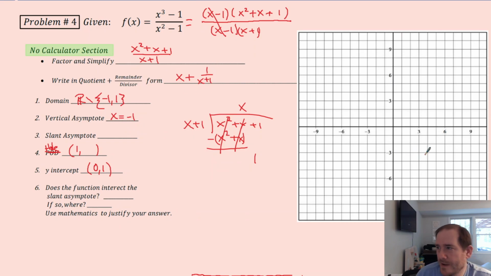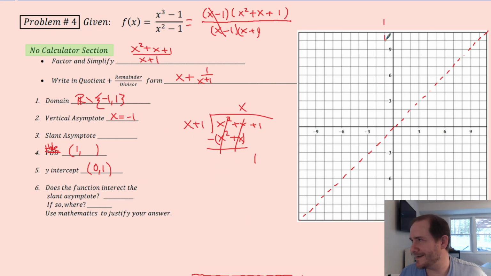That's our form. So that means we can sketch in that slant asymptote then. It's just going to be that and this. We have a vertical asymptote at negative 1, so we'll sketch that in too.